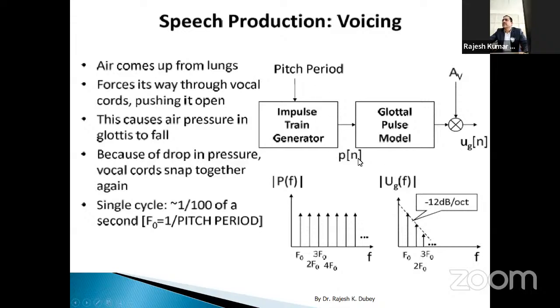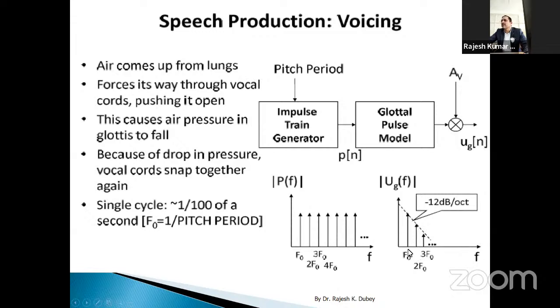This is acting as the impulse train generator, and that is vocal cord vibration. That is the glottal pulse model. So some P(n) is coming, some gain is adjusted, and after the gain we are getting that as U_G(n). U_G(n) is the output of this part. We can model it like this. In the impulse train generator, the pitch period is introduced by the vibration of the vocal cord. So we can draw the spectrum like this, and the gain adjustment is minus 10 dB per dB. Now this analysis is from the speech signal point of view.